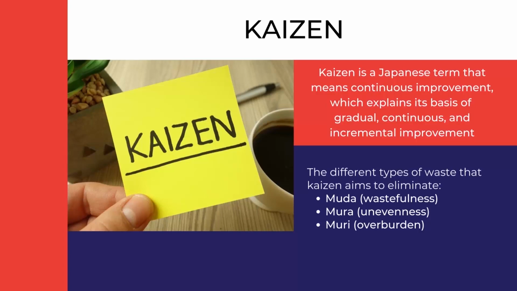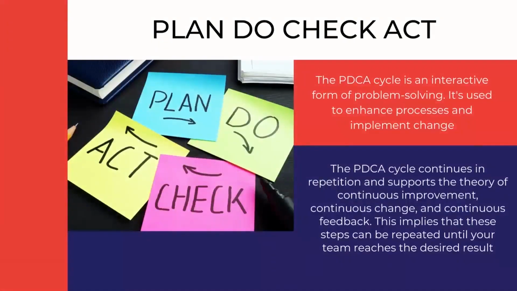This way also completes a feedback loop that improves the business process. The fifth approach is Plan, Do, Check, Act. The PDCA cycle is an interactive form of problem solving. It's used to enhance processes and implement change. PDCA was introduced by Walter Shewhart when he applied the scientific approach to economic quality control. Later, the concept was developed even further by W. Edwards Deming, who expanded on Shewhart's concept and used the scientific approach for process improvement and quality control.